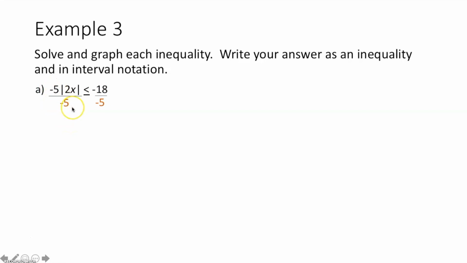When I do that, these are gonna cancel out. Over here, -18 divided by -5. Look at me dividing by a negative number on both sides. What does that mean? It means I'm gonna flip my inequality sign. Now I have the absolute value by itself on the left side of the inequality.